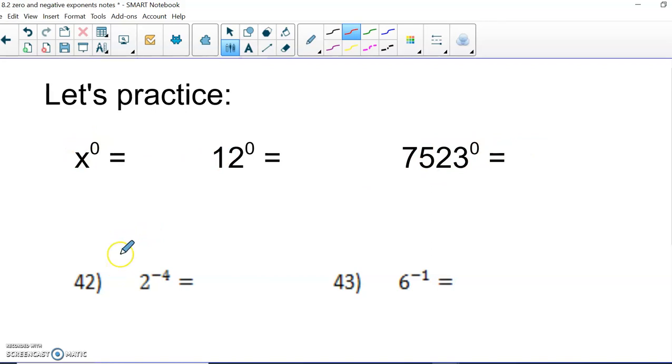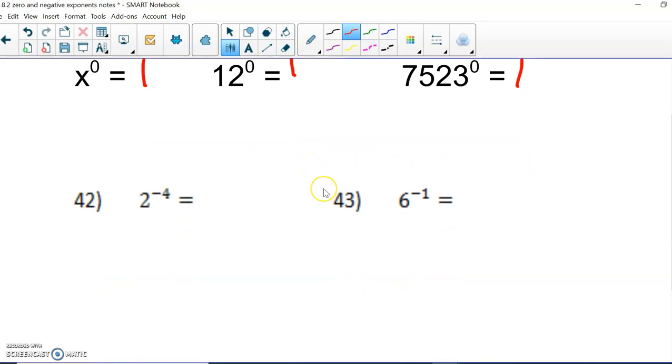All right, my favorite right here: anything to the 0 power, we don't care what the number is, it's always going to be 1. I don't even have to look at the base. All right, here come those negatives. So we have 2 to the negative 4. Anytime you see a negative exponent, you want it to be positive. So we're going to make that 1 over 2 to the positive 4. That's how we get rid of the negative. And 2 to the 4th power is going to give us 16. So our answer is going to be 1 over 16.